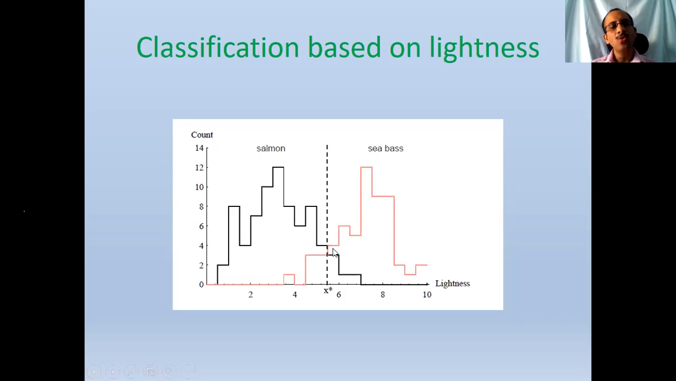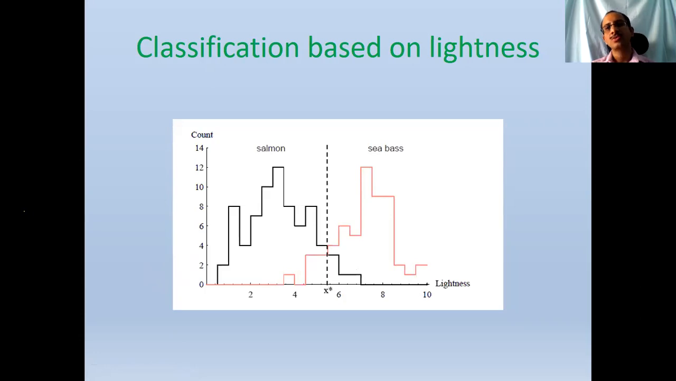Now even with this feature, I have a reasonably good number of misclassified samples. Then what should we do? The suggestion is, with one feature, whatever I do, if I am not able to do better than this, then what do I do?